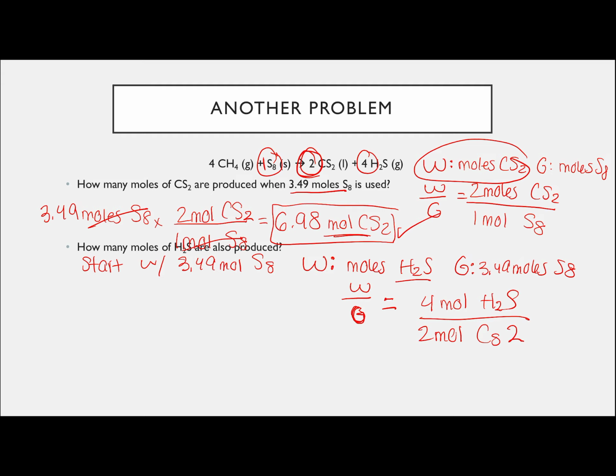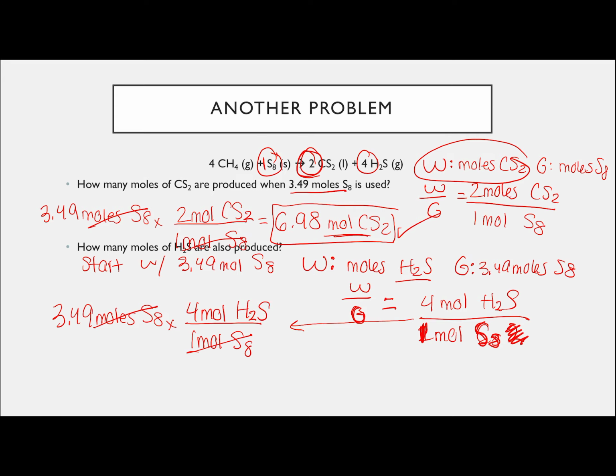Oh, this is the wrong one. Let's see, this is going to be 1, sorry. 1 mole of S8. All right, let's set this problem up. So we're going to start with our given, 3.49 moles S8. Bring this over. 1 mole S8, making sure that those units can cancel because they're the same. 4 moles H2S. And let's do that math.